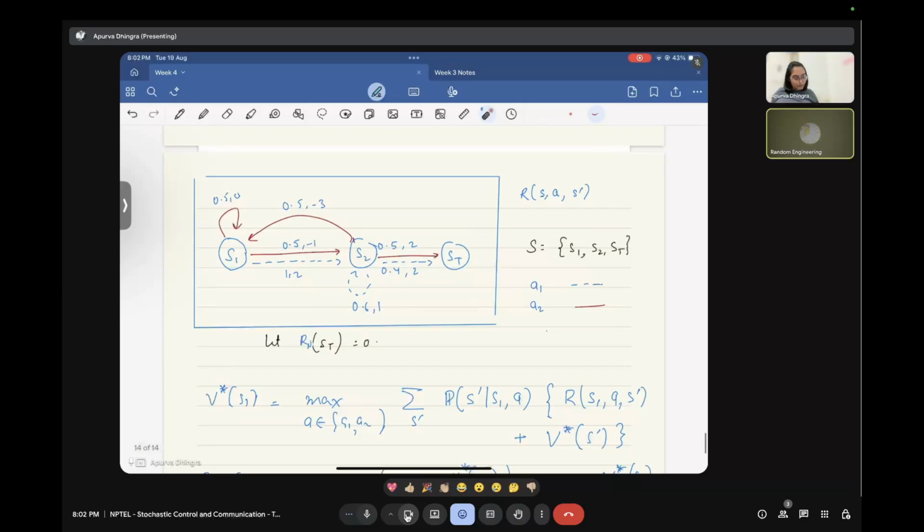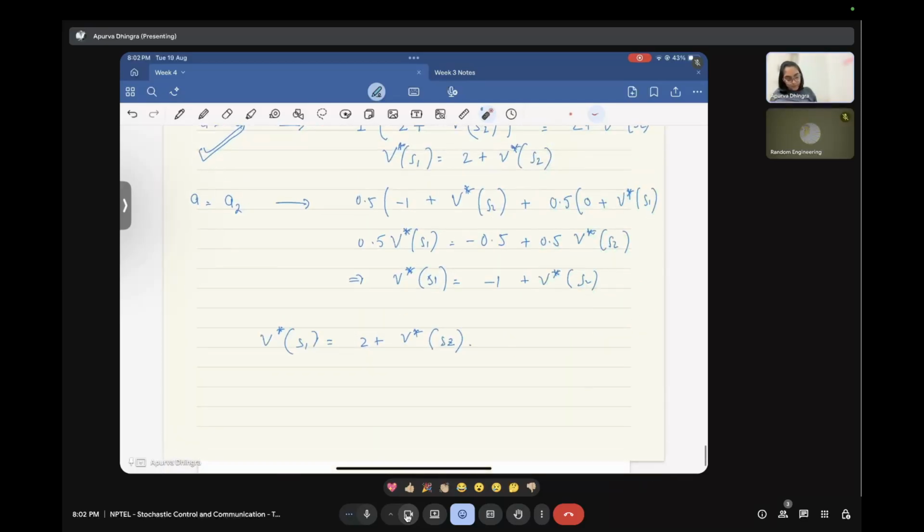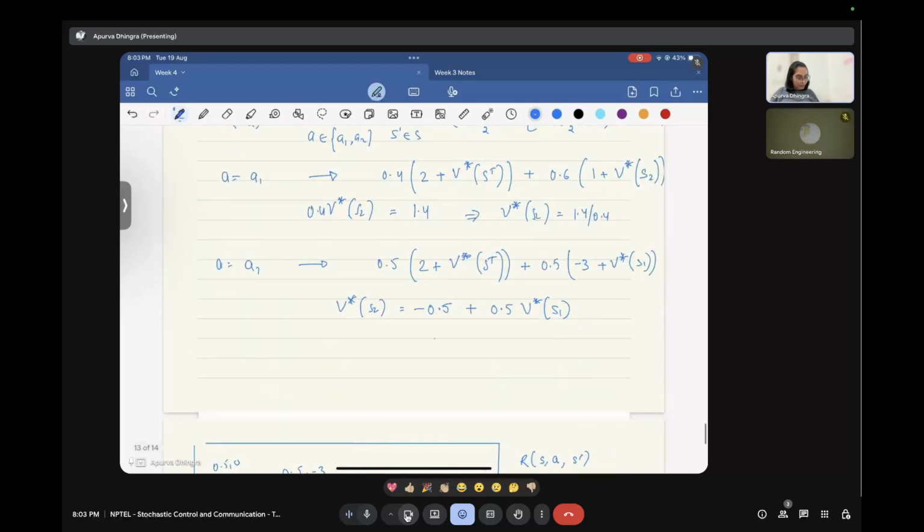But anyway, let's finish the whole thing and then talk about it. So this we know for sure. Now let's look at whatever equations we had for VS2. For VS2 we had two options. One was 1.4 divided by 0.4, which comes out to be 3.5.